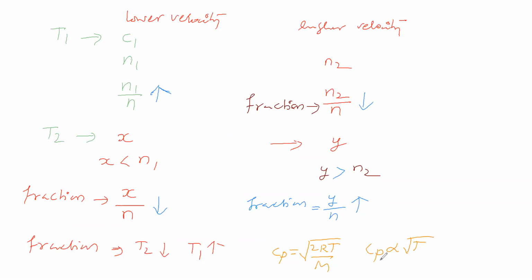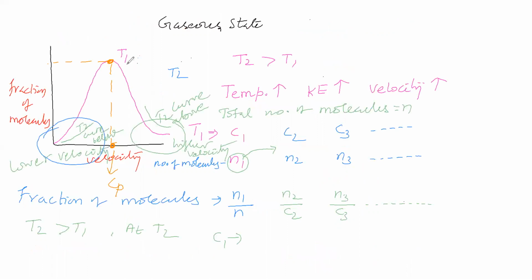Cp is called the most probable velocity. If you change the temperature, Cp changes. Cp is directly proportional to the square root of temperature. Now, when the temperature is T1, the Cp value is here. When the temperature is T2, does Cp go towards the right or towards the left? Is Cp increasing or reducing? When the temperature is T2, Cp increases.